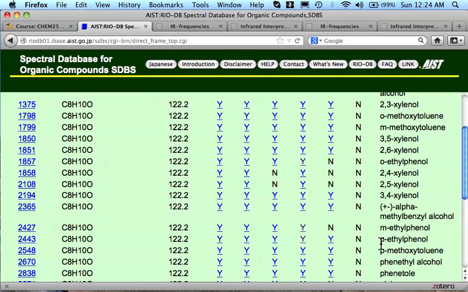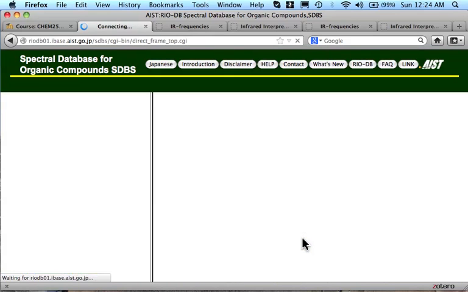We'll be talking about this nomenclature when we talk about aromatics, but that means that the two groups are in the 1 and the 4 position. So this is, in fact, the 4-ethylphenol, and I'm going to click on this category right here, which you can't tell now, but is the IR one. Let's go look at the IR spectra.